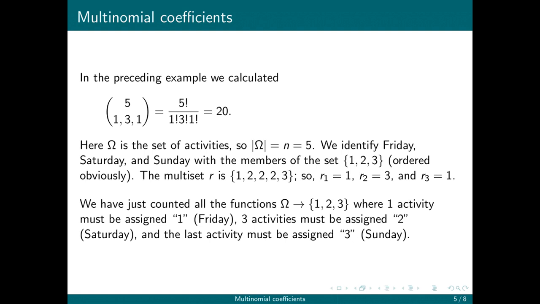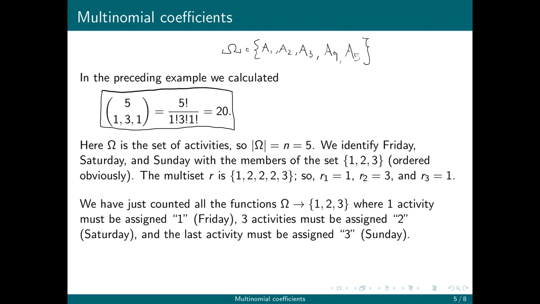Our answer was the multinomial coefficient 5 choose 1, 3, 1, which we figured out was equal to 20. Omega is our set of activities. So we'll call those activities A1, A2, A3, A4, A5. Maybe A1 is going to the park. Maybe A2 is going to the beach. We identify Friday, Saturday, and Sunday with the members of the set 1, 2, and 3. So I'm going to call Friday 1. I'm going to call Saturday 2. And I'm going to call Sunday 3. And so the multiset R is 1, 2, 2, 2, 3, because I did one activity on Friday, three activities on Saturday, and one activity on Sunday.